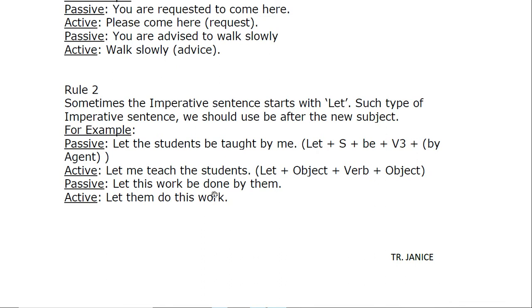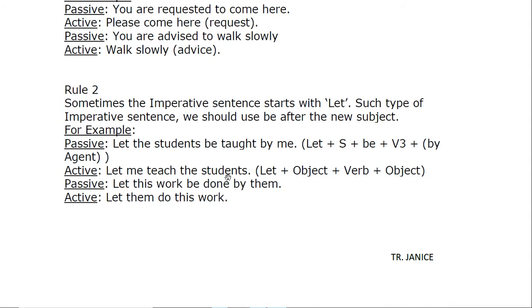Okay. See, let will come, plus you will have subject, verb, object. This is subject, this is verb, object. Next, let this work be done by them. So it starts with let. Let them do. Present tense is what? Do. What do they do? This work. Let them do this work.